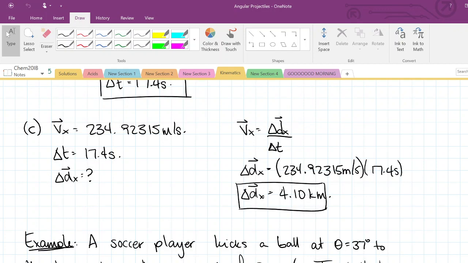So I use velocity x equals displacement x over time. I rearrange for my total displacement x, sub in my numbers, and I get that the total displacement in that x direction is 4.10 kilometers. That's how far the knight will travel in the x direction, the range. Slightly more complex problem.